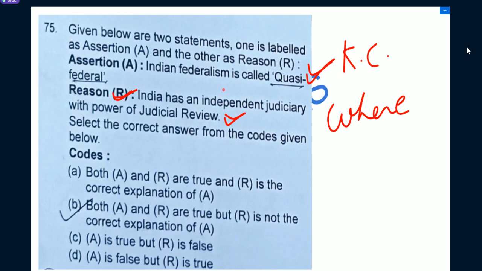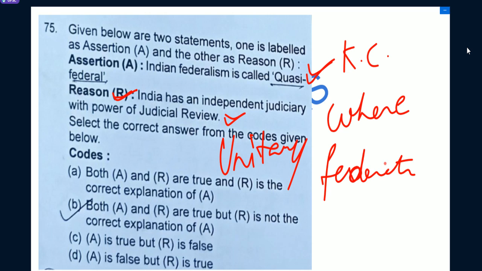What is quasi-federal? It is an intermediate form of state between unitary and federation. It is neither unitary nor federation. Such type of state is called as quasi-federal. So both the statements are correct, but reason is not correct. So answer would be B.